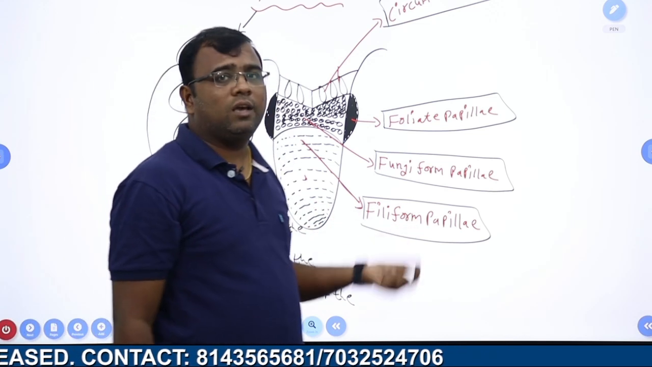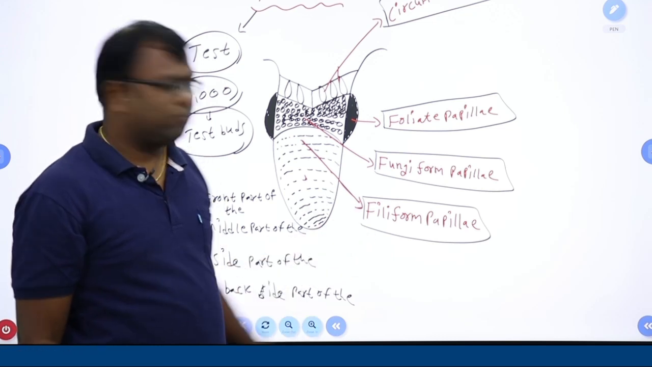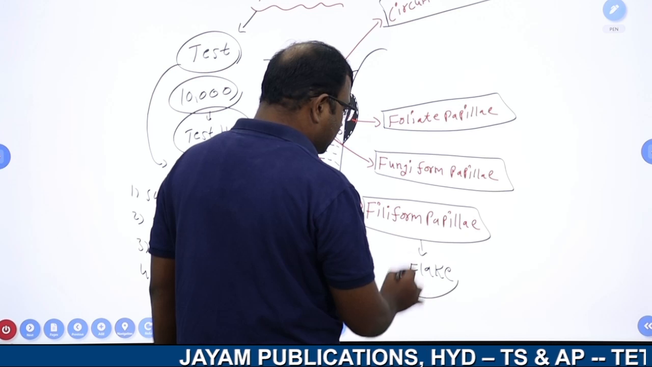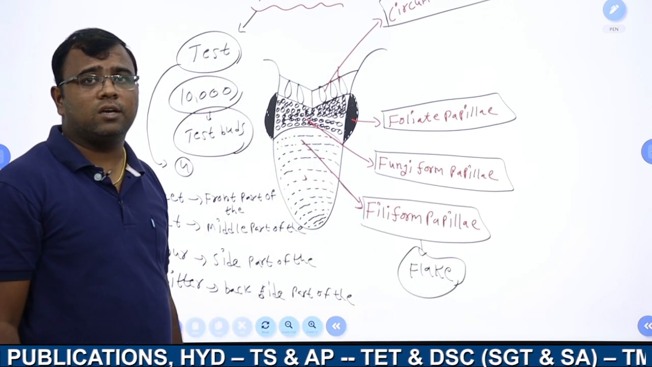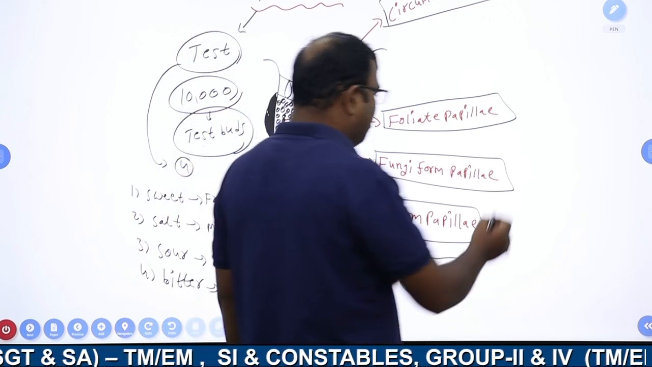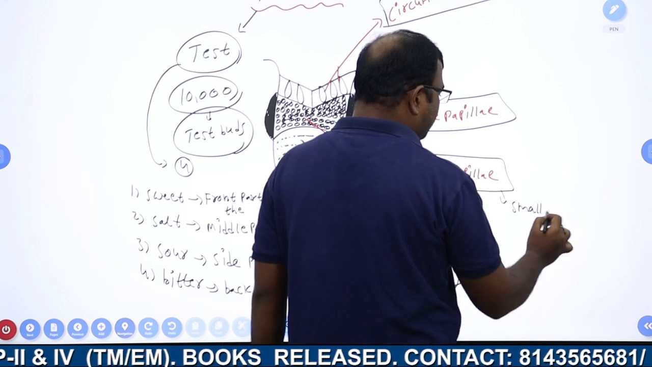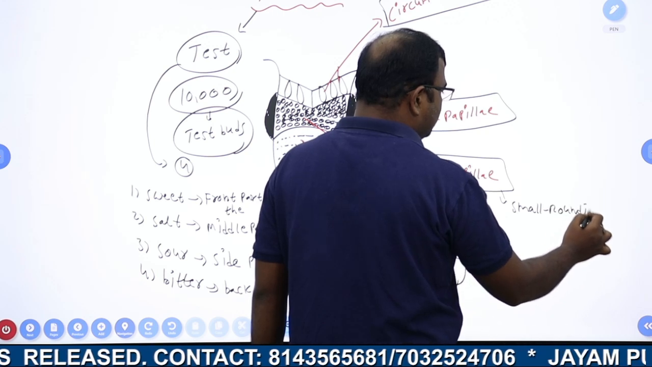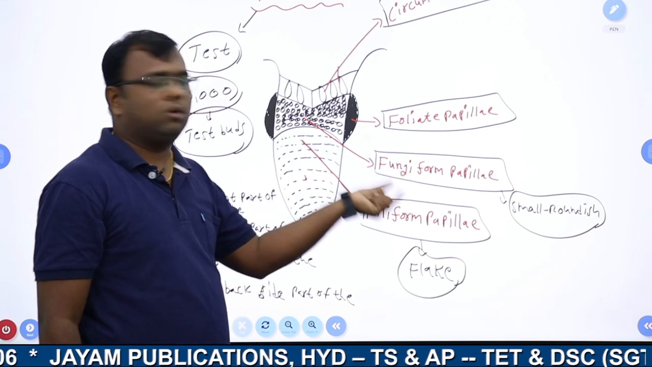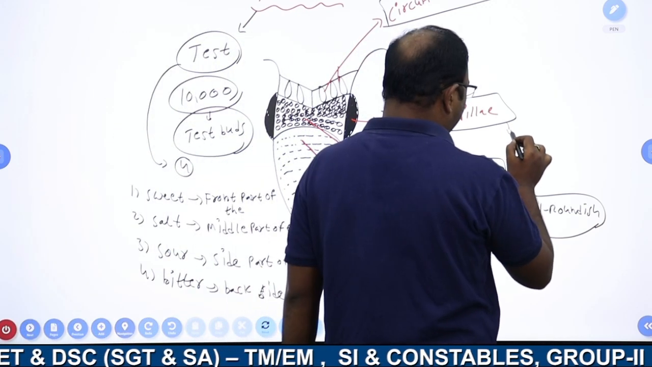What structure does the filiform papillae look like? The filiform papillae look like a flake-like structure. Next, the fungiform papillae are a small, roundish structure. Look at this picture. A small round structure is the fungiform papillae. Next, foliate papillae look like a bump-like structure.